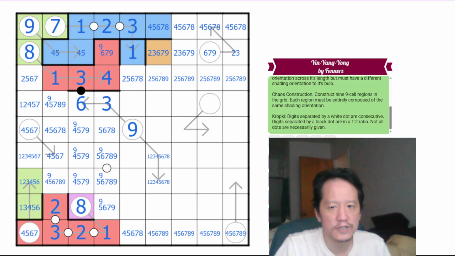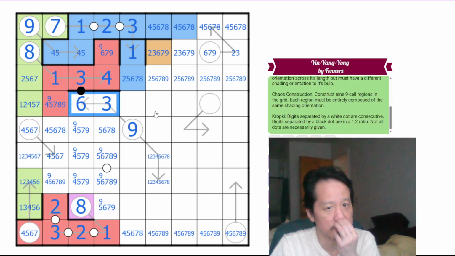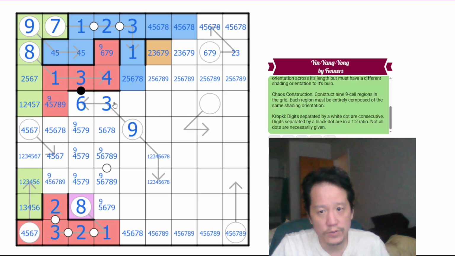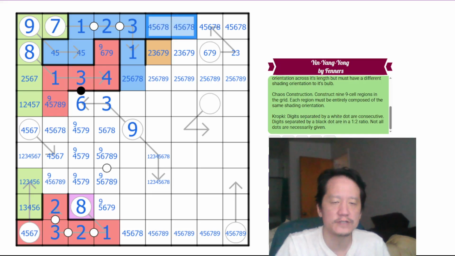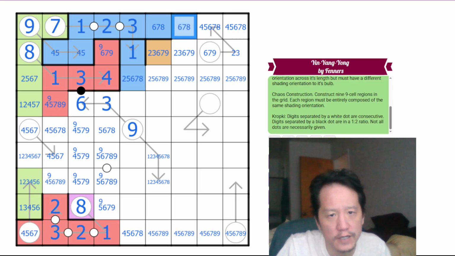This has to continue this way. So this is the same shading. This is the same shading here. So the green has to continue here. The red has to go this way, and this is a separate region. So this is a separate region here. This must go this way. This cannot be 4 or 5 because it's the same region. We need a 9.